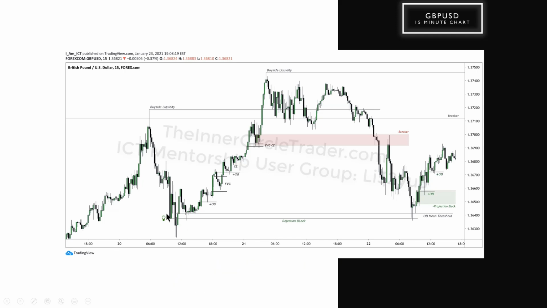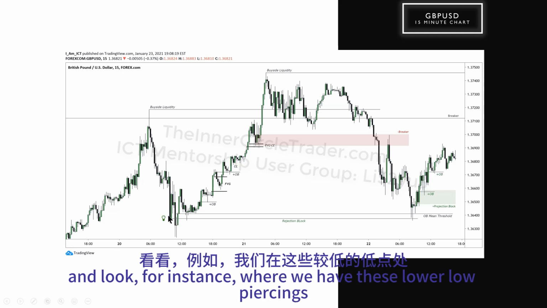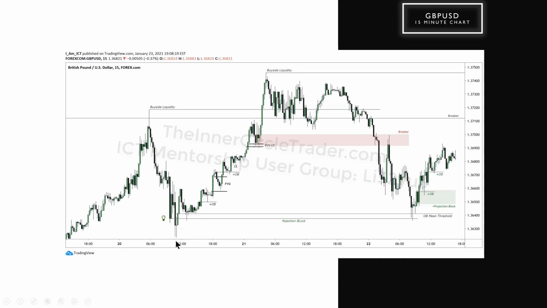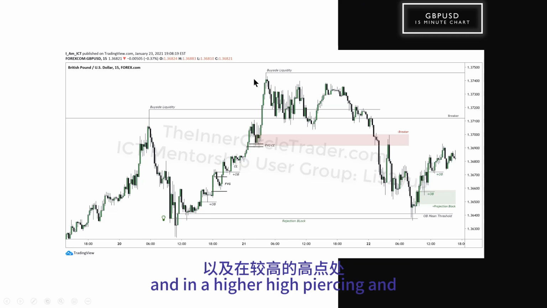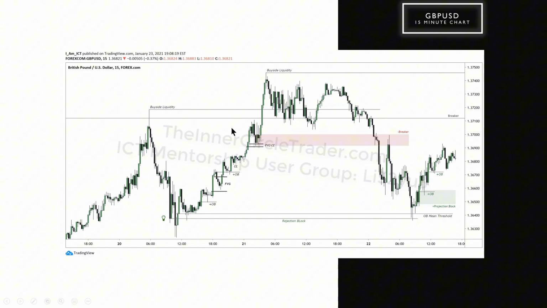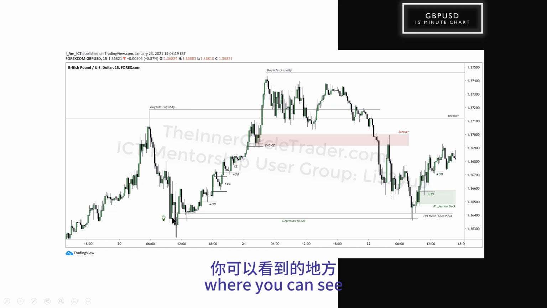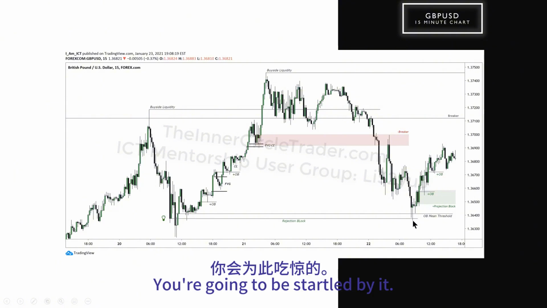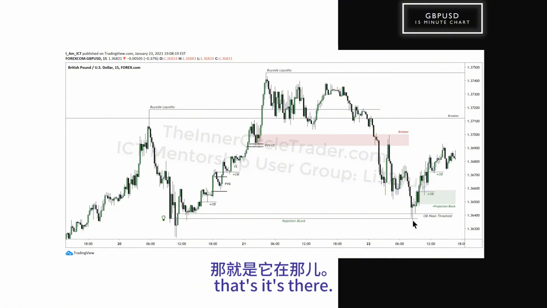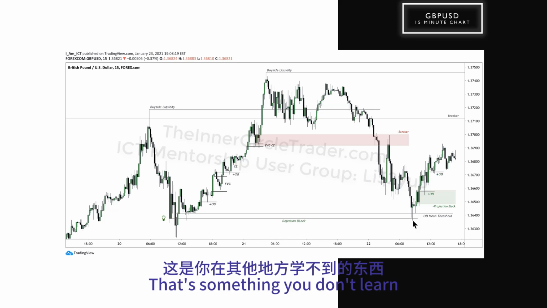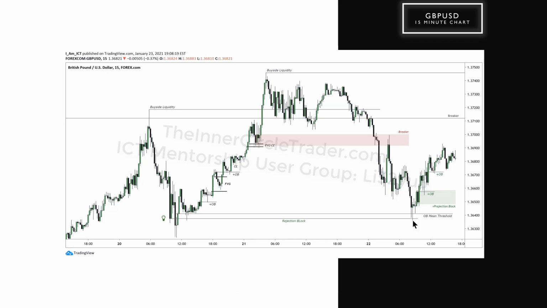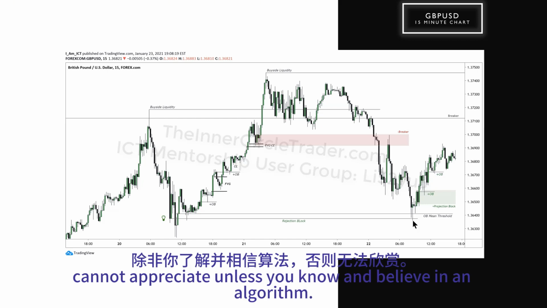Now, I want you to go back and look at your charts and look for instances where we have these lower low piercings and then a higher high piercing, and then look at the first rejection block and see where you can see what I'm showing you here. You're going to be startled by it. You're like, wow, it's there. That's something you don't learn anywhere else. It's something that you cannot appreciate unless you know and believe in an algorithm.